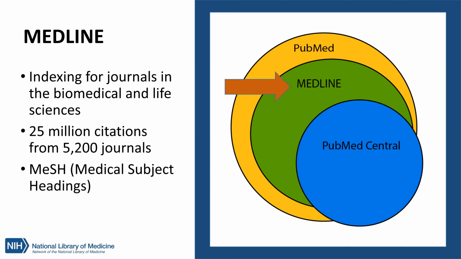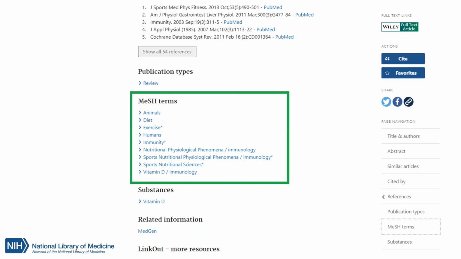And a key feature of Medline indexing is medical subject headings, or MeSH. And those are applied at an article level. So if you're ever looking in PubMed and you see MeSH terms like I have highlighted in green here, this tells you that this is a Medline journal. And if you ever search in PubMed and use MeSH while you're searching, that's going to limit your results to those Medline journals.